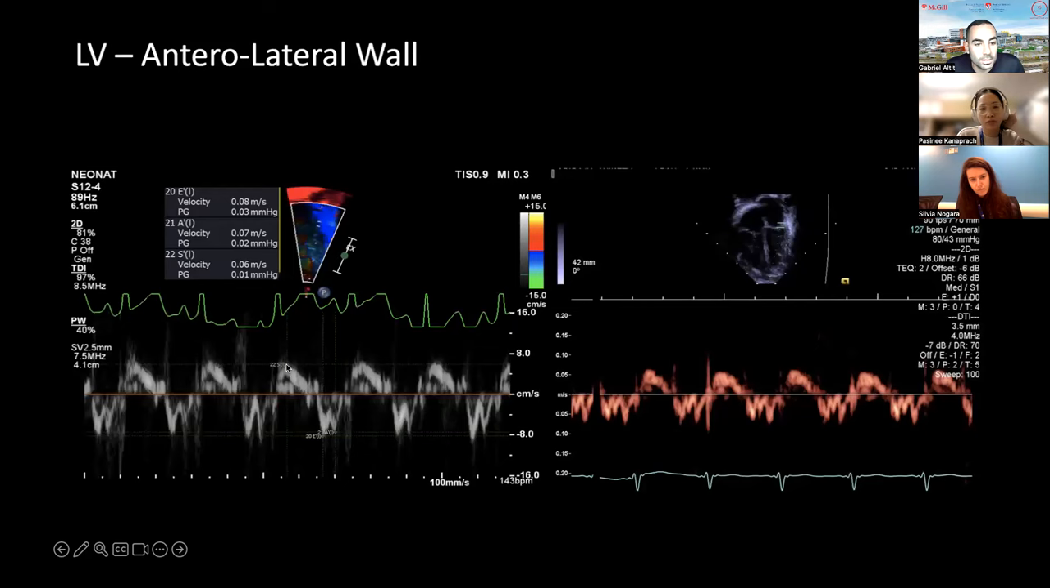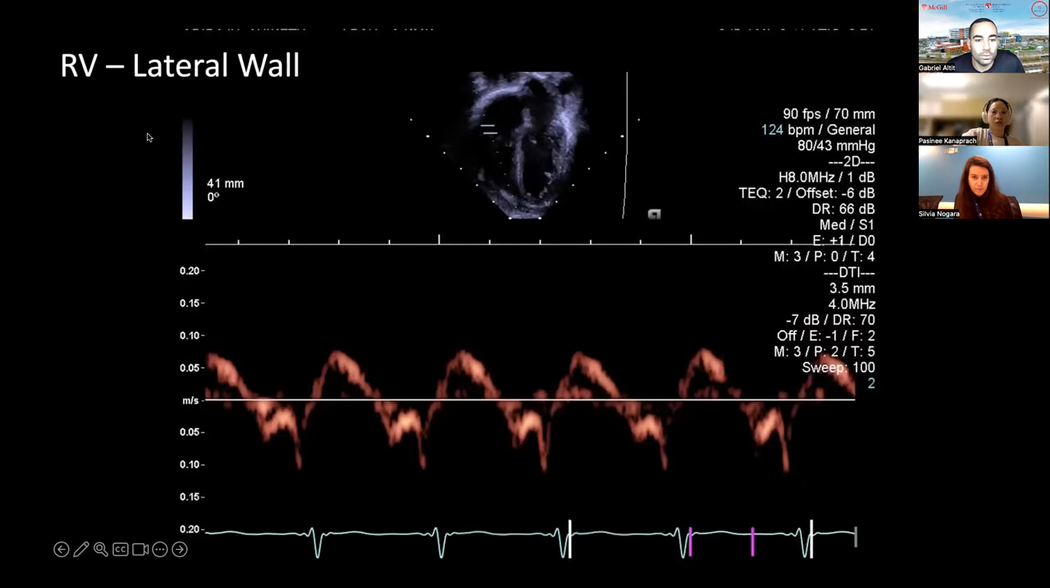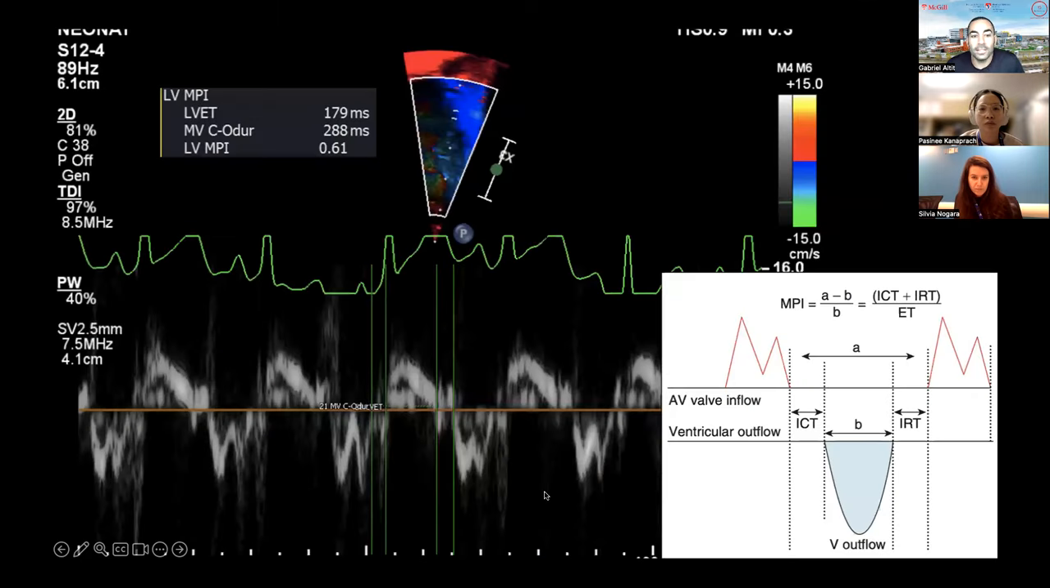So that's an example of systolic, early and late. So E, A, S. This is on the mitral lateral wall. And then same thing you can do on the RV lateral wall. So S and E and A. And there's normative value. There's a lot of normative value that have been described.